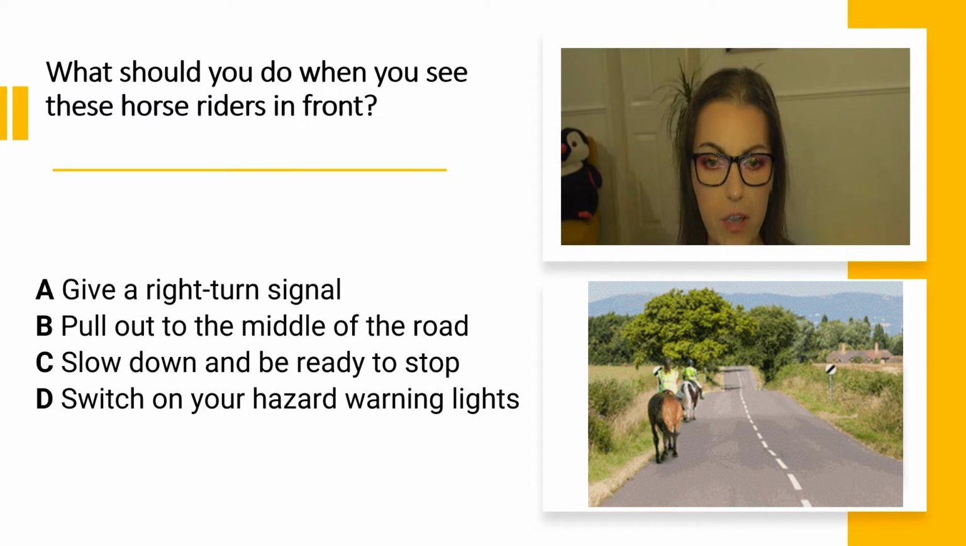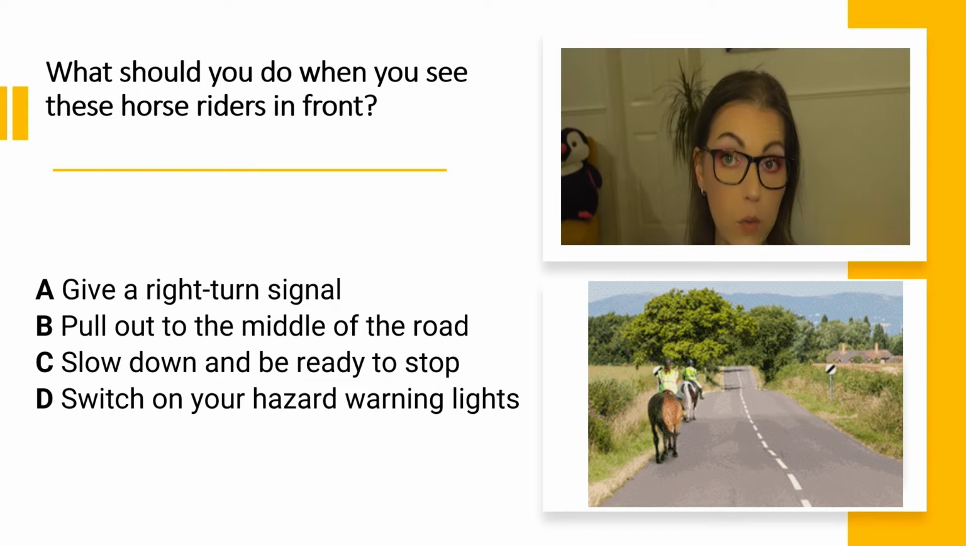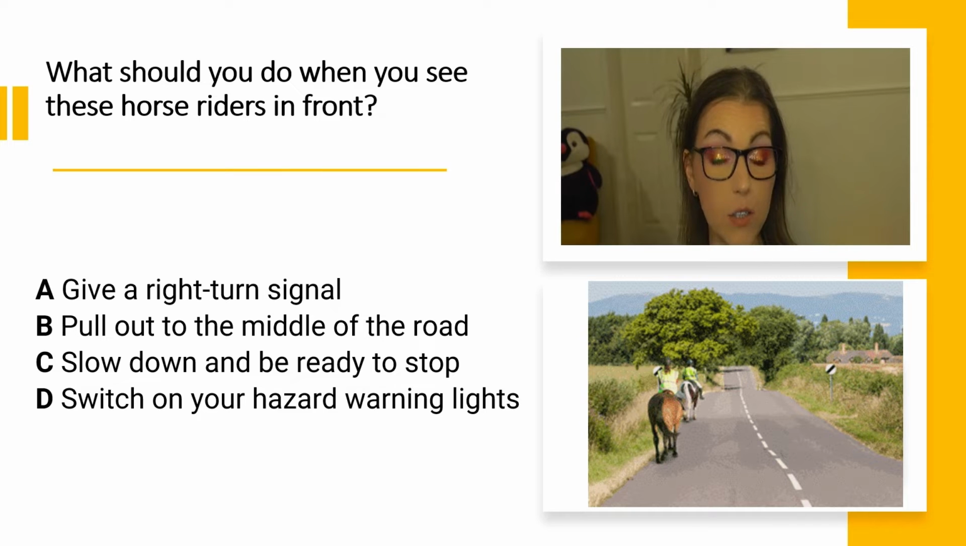Next question. What should you do when you see these horse riders in front? A. Give a right turn signal. B. Pull out to the middle of the road. C. Slow down and be ready to stop. D. Switch on your hazard warning lights. And the countdown begins now.